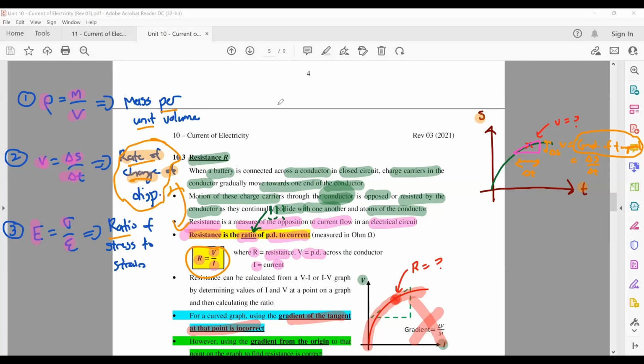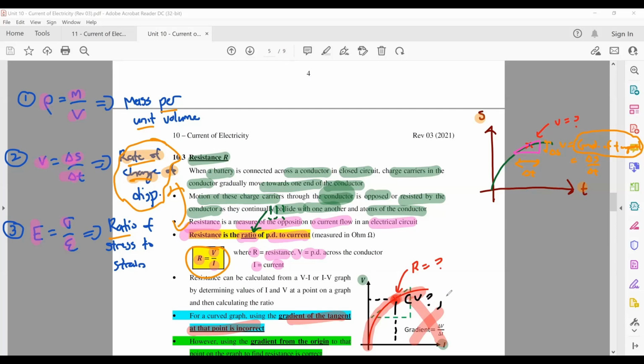What you would have to do actually is that at this point, you have to find out what is the value of V. At this point specifically, you will need to find out what is the value of V.